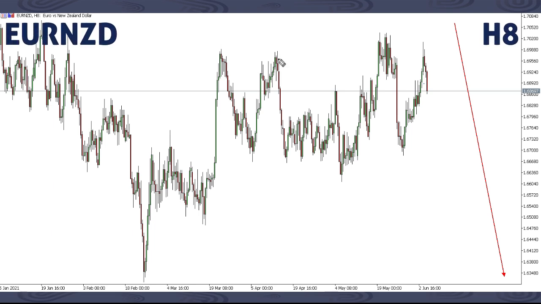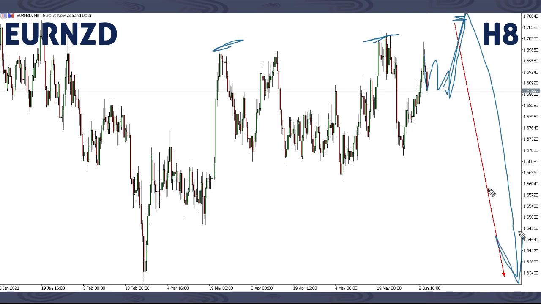This is EURNZD. On EURNZD, we're expecting to get a corrective structure here. Then we get this up move. This up move that we're expecting is expected to break this previous high and this previous high. Then after we get this up move, we'll be expecting this down wave. This is what we're expecting on EURNZD.